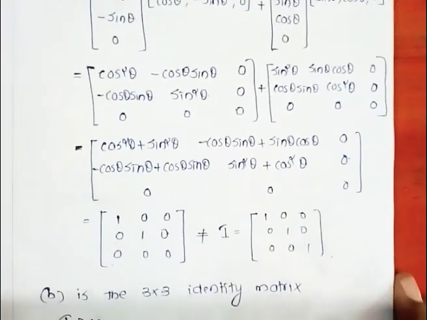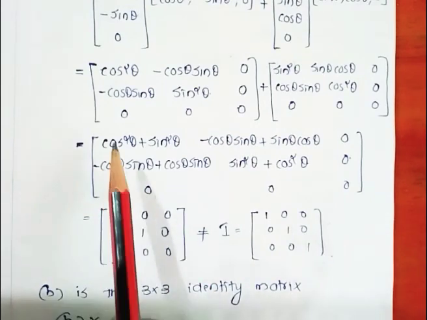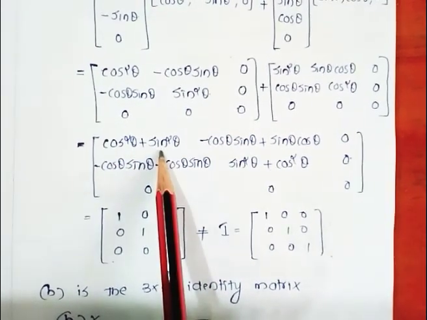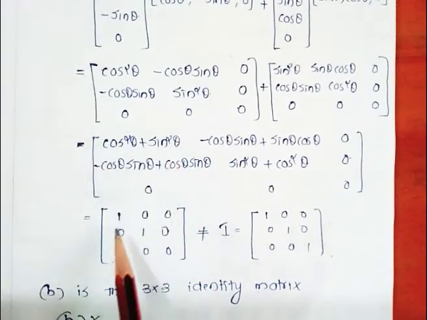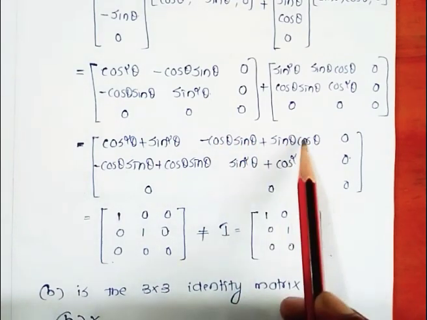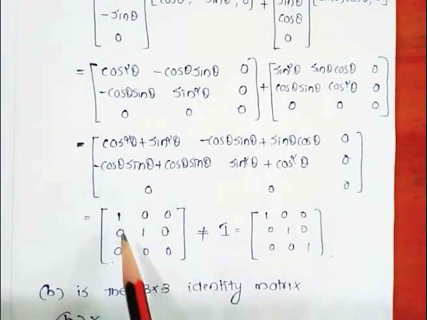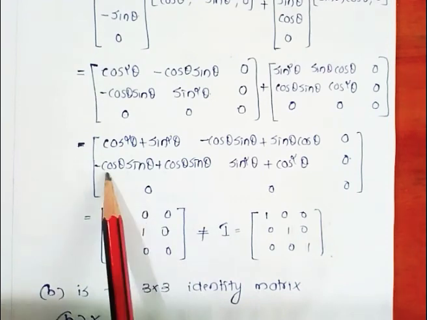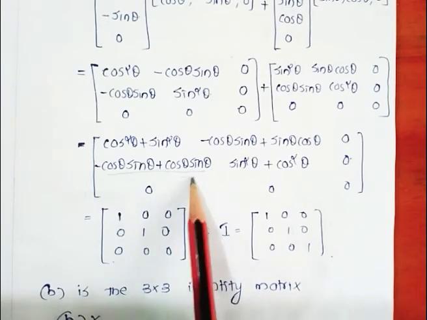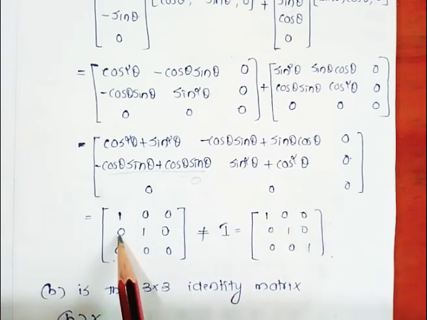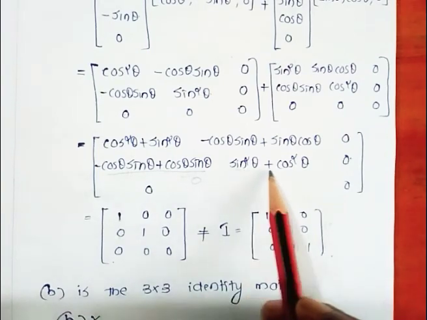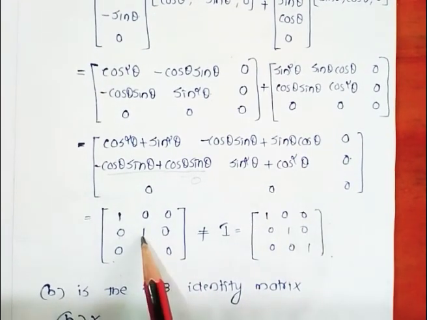Now we know the trigonometric result that cos square theta plus sin square theta is equal to 1. So this term becomes 1, and these terms cancel each other, giving 0. So the first row becomes 1, 0, 0. These terms cancel each other, so the value is 0. Therefore we get 0, and this value sin square theta plus cos square theta is equal to 1, and 0, and the remaining terms are 0, 0.